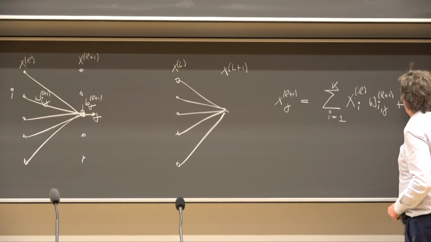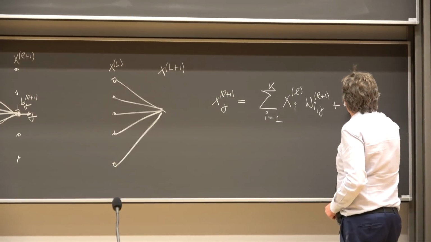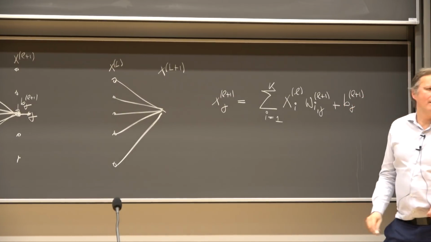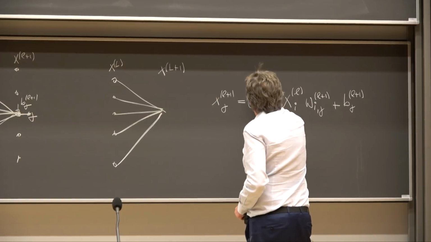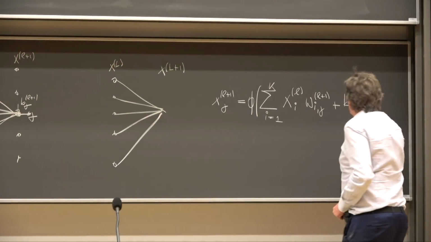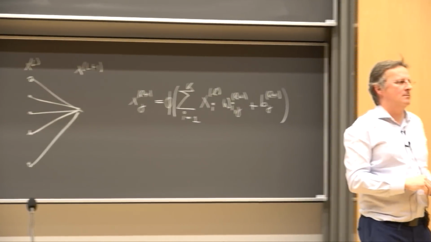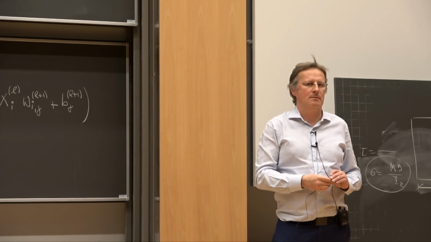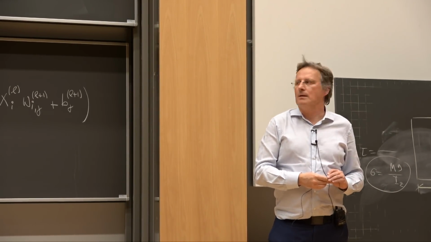I add to it the bias term, and then I apply the nonlinearity to it, right? So this is how I got from one layer to the next. Okay? Good.